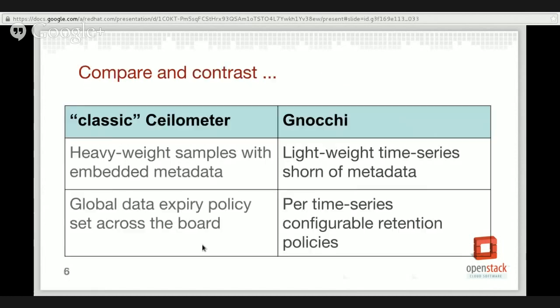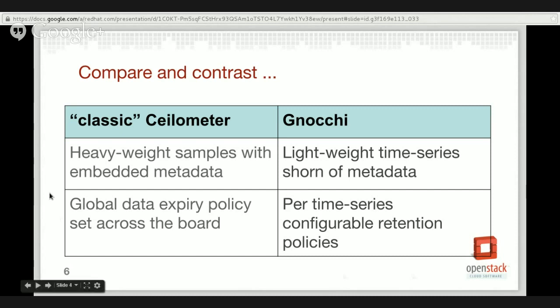So changing slides now to slide 6, where I'm going to do a quick compare and contrast between classic Ceilometer and Gnocchi. So these are the key points of difference where what we've done up to now will change significantly, fundamentally, and for the better, we think, as we adopt Gnocchi.